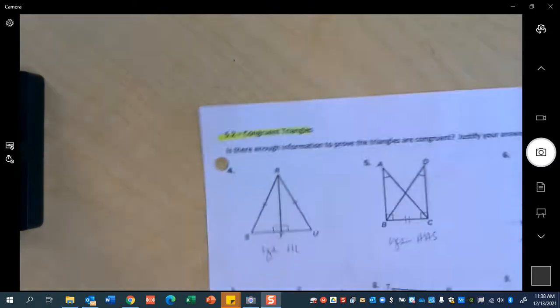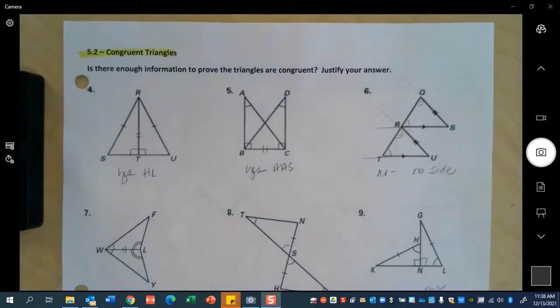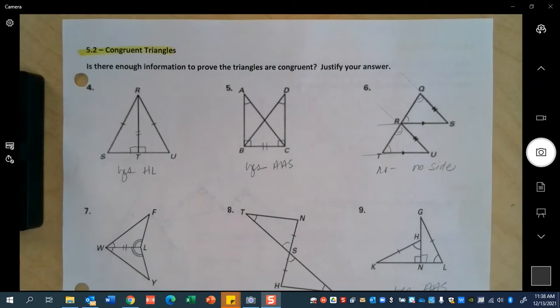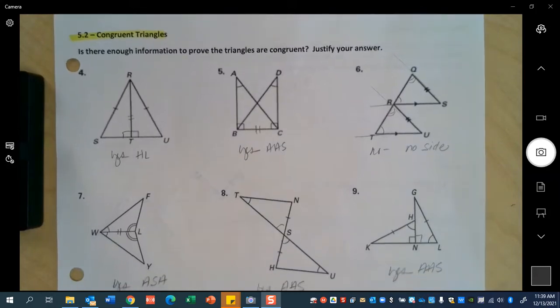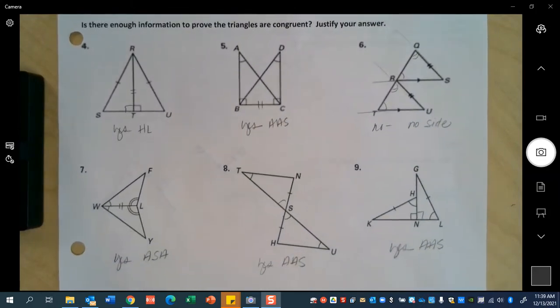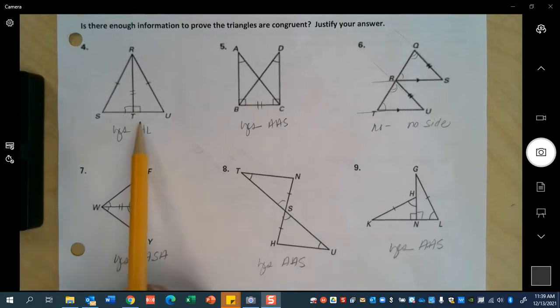Okay. Let's talk about triangle congruence. Is there enough information to prove that they are congruent? So if it's given that the hypotenuses are congruent, we can say it's hypotenuse leg? Yes. Okay. But only if you have a right angle. But if it's not given that the hypotenuse is equal, we can't use hypotenuse leg? Okay.